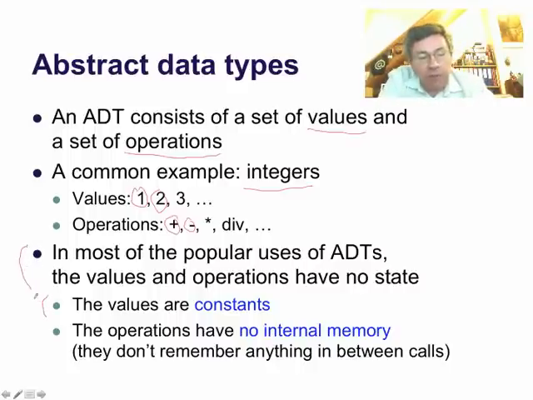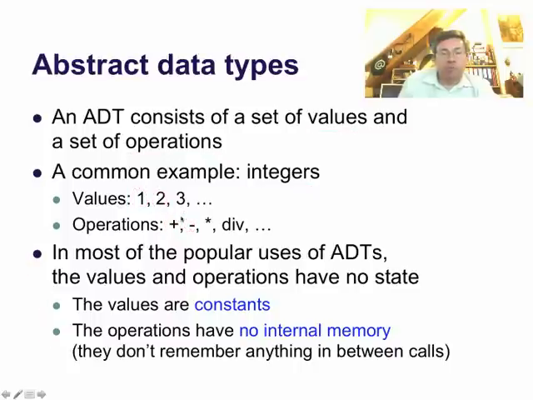So the values are constants. 1, 2, 3 are constants. The operations have no internal memory. So addition, subtraction, and so on have no internal memory. It means they don't remember anything in between calls to the operations.